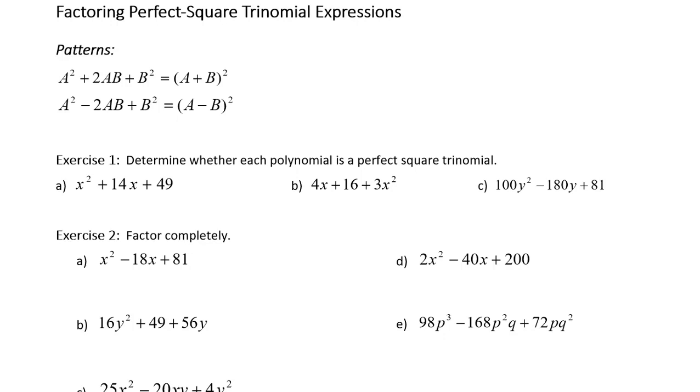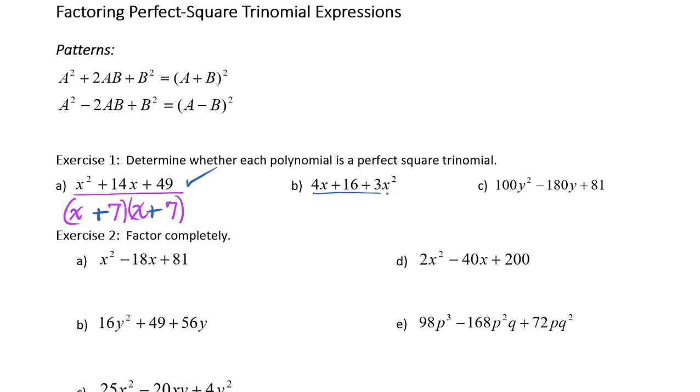So let's determine whether each polynomial is a perfect square trinomial. X squared plus 14x plus 49 has a perfect square as the first term, and 49 is a perfect square of 7. So I just look at my signs, and since the middle term is positive, I know that I'm going to have a plus plus. So yes, first trinomial is a perfect square trinomial.